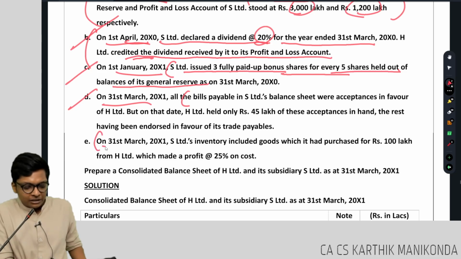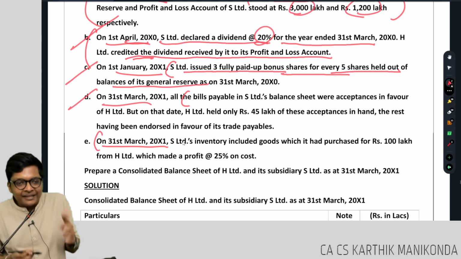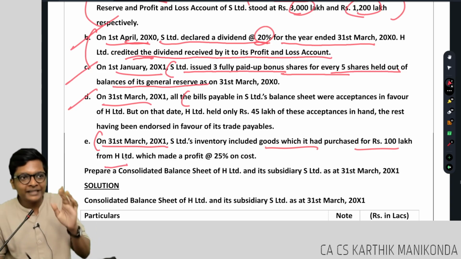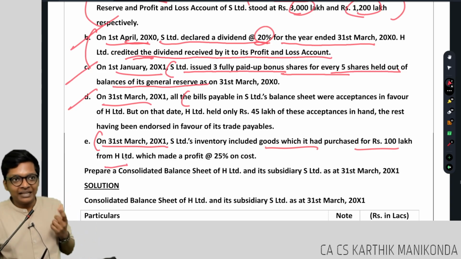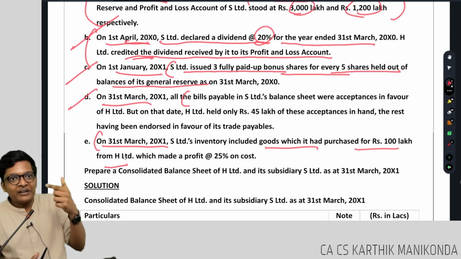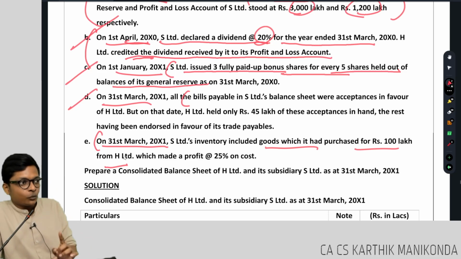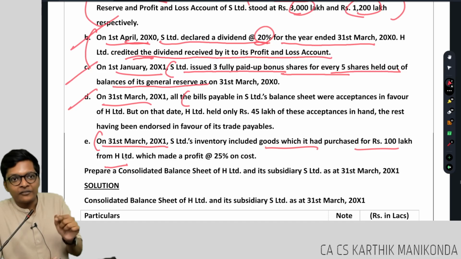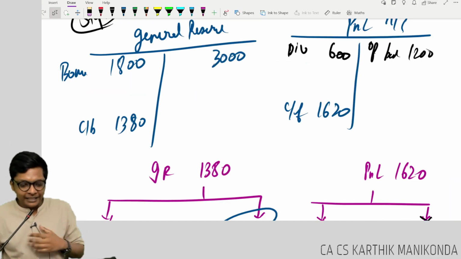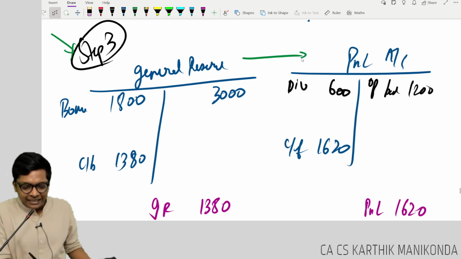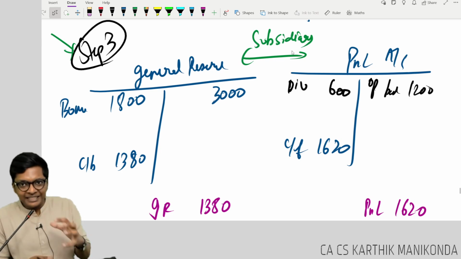Last adjustment. On 31st March, S Limited's inventory included goods which it purchased for 100 from H. So who made the profit? H made the profit. That means I have to deal with this in reserves of H, not in reserves of S. Thankfully, it is downstream. If it was upstream, then you have to deal in reserves of S. Are you following, guys? Now you are understanding. So again, it will not come over here. It's not going to come here because this is a downstream transaction. I am analyzing reserves of subsidiary. It will not impact. Are you understanding, guys? I am seeing which adjustment will impact here.